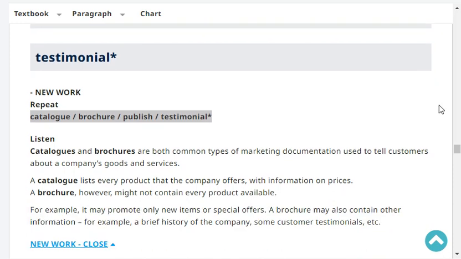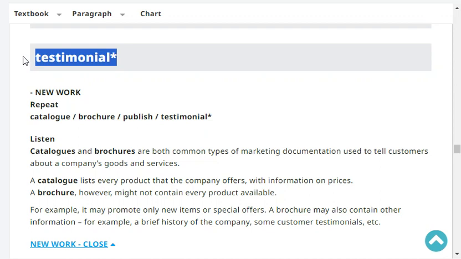Okay, listen. Catalog and brochure are both common types of marketing documentation used to tell customers about a company's goods and services. The difference: a catalog lists every product that the company offers with information on prices.